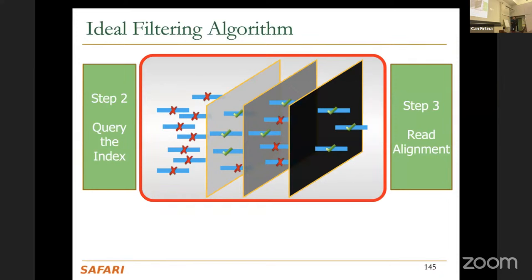So then the idea is you figure out the regions that can be similar, but you still don't know if they are similar or not. Say you use the hash table and you got the matches, but you haven't performed the alignment yet. Usually the next step would be the alignment on these regions, right?